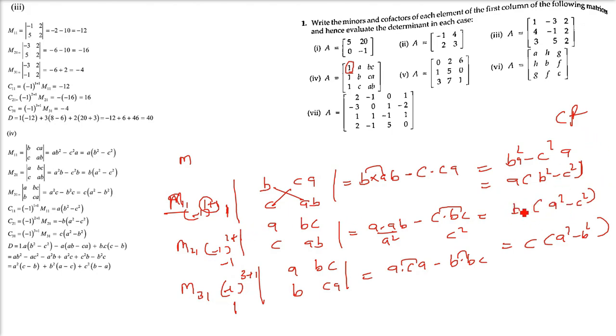So only the middle one will become negative. Multiplying the first and third by 1, and the middle one by -1. So the cofactor will be this whole. The cofactors of the first, M11, and M31 will remain the same as the minor, but the cofactor of the third one, M21, will be b times c square minus a square. I'm writing it as c square minus a square because it will be multiplied by negative 1. So I just change a square minus c square to c square minus a square.